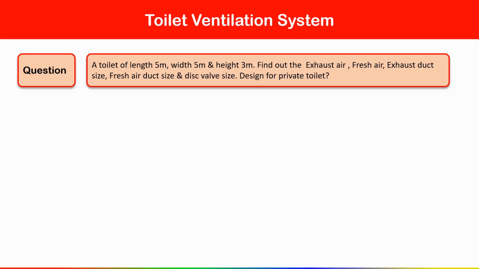We have to find out the exhaust air CFM, fresh air CFM, exhaust duct size, fresh air duct size and disc valve size. Okay, because we have to place the disc valve at the ceiling level, so we have to find out the disc valve size. And it is telling design for private toilet. Suppose we are designing for private toilet. Okay, now see how to solve this question.